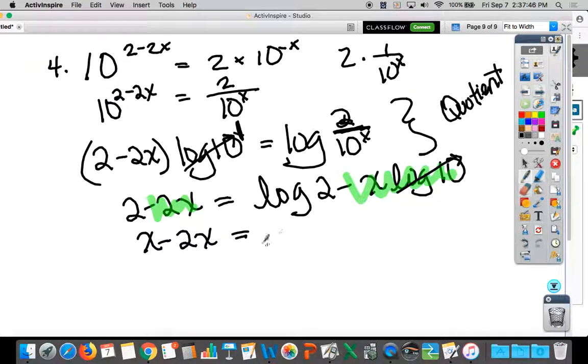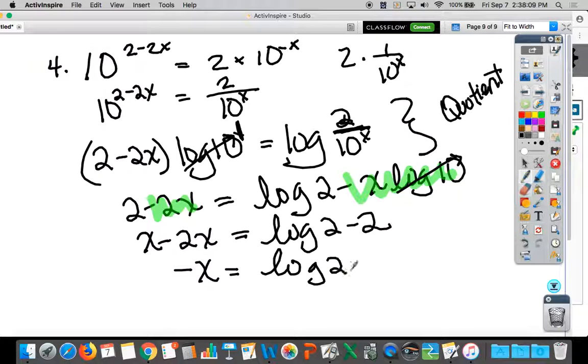And then I'm going to subtract that 2 over there. Did I get my x terms together, and did I get my non-x terms together? So what is x minus 2x? Negative x. Can I combine those? I can't write them as a single log.